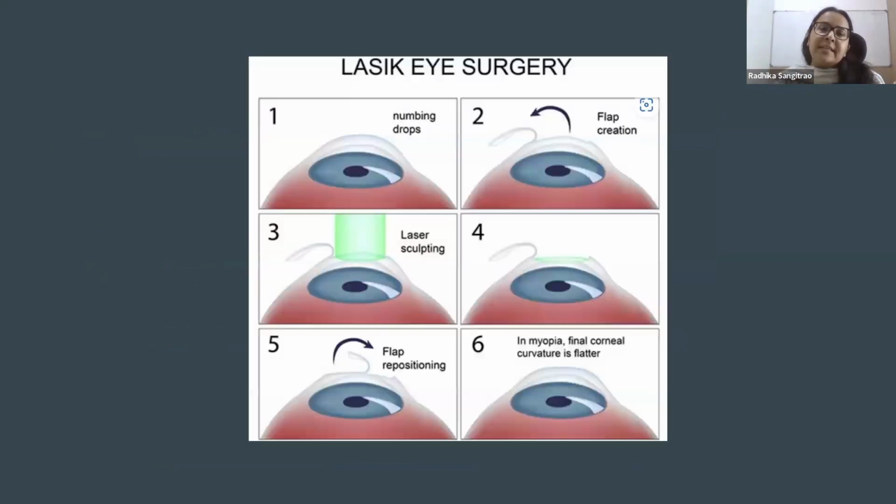So basically what is done in LASIK eye surgery is numbing drops are put, then a flap is created. This is the normal LASIK procedure, the standard LASIK procedure. Then a laser is used for sculpting the cornea, and then this flap is repositioned. So in minus number, the cornea becomes flatter.